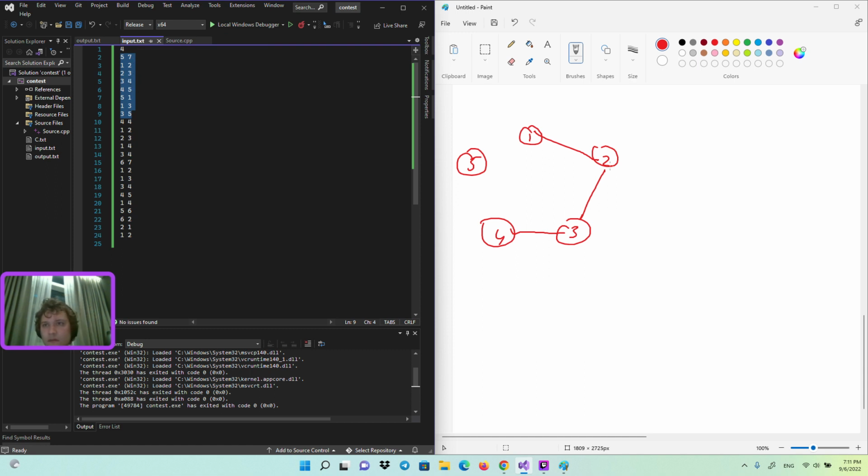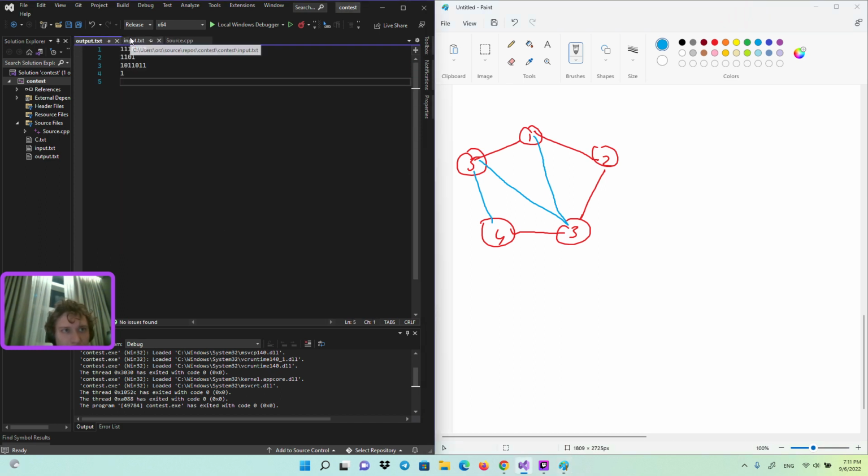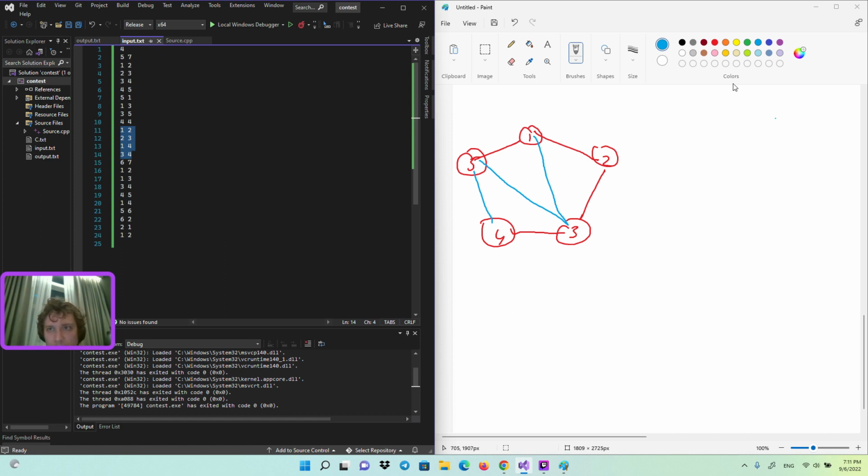Blue, red, and 2 blues. 1, 3, and 3, 5 have 2 blues. Excellent. It worked. Now for this graph, we just say 1, 1, 0, 1. Correct. And finally, this graph.